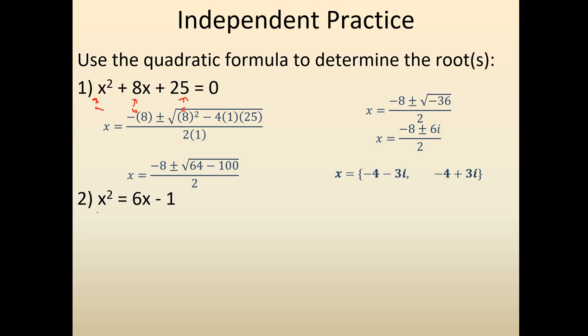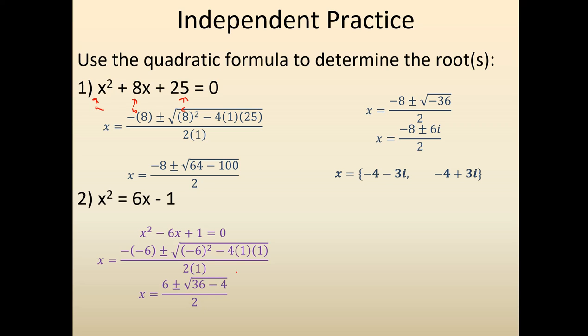For number 2, we actually do have to move the terms over again. So when I subtract the 6x and the 1 over, I get this. Once again, quadratic formula, negative b plus or minus square root of b squared minus 4ac all over 2a. I end up getting 6 plus or minus the square root of 36 minus 4 over 2. Note here that when I actually do the numbers under the radical, I'll actually get a positive number, radical 32. So this one is not going to be imaginary. This is going to be a real number. Not every answer will be complex. It's just that there's a chance it could be complex.